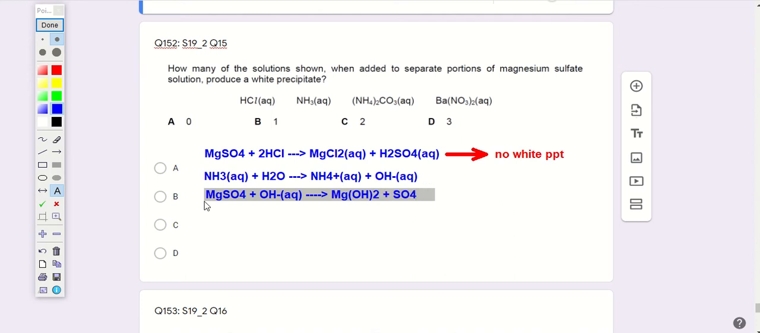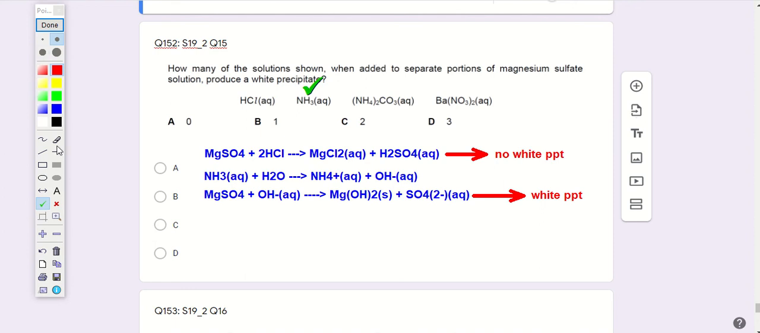Magnesium hydroxide, the compound, is actually not soluble in water. So you will observe a precipitate in the solution. Now here, this ammonia added to magnesium sulfate, you will get a precipitate.